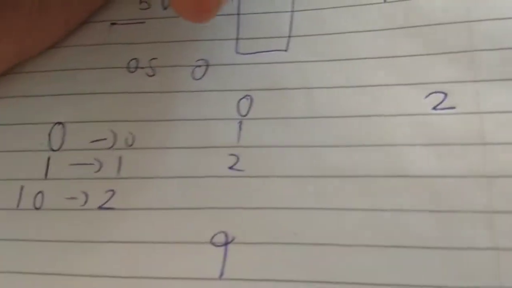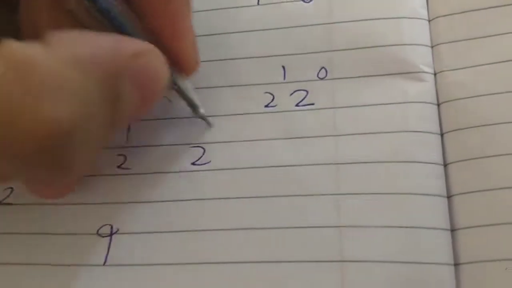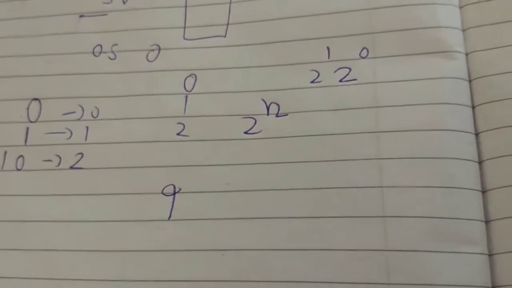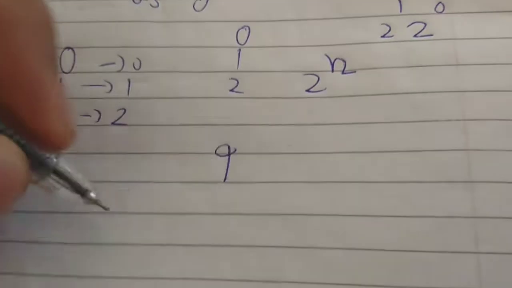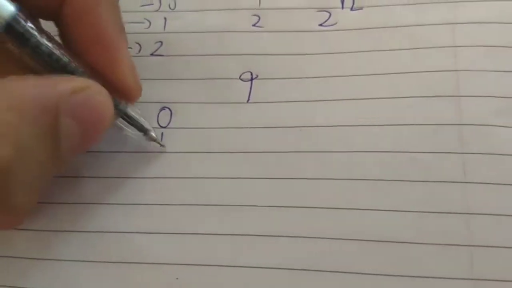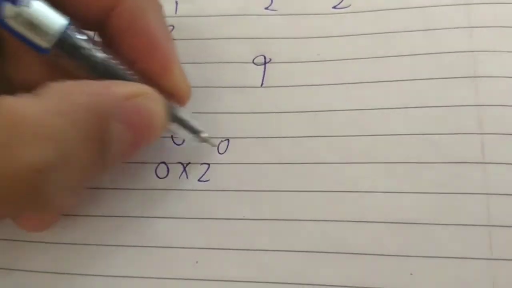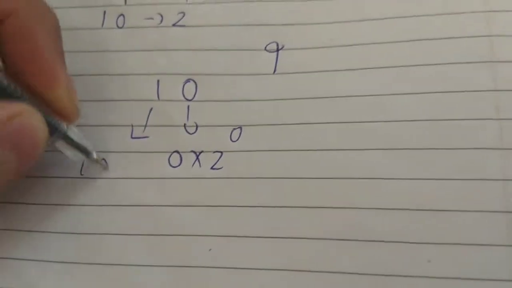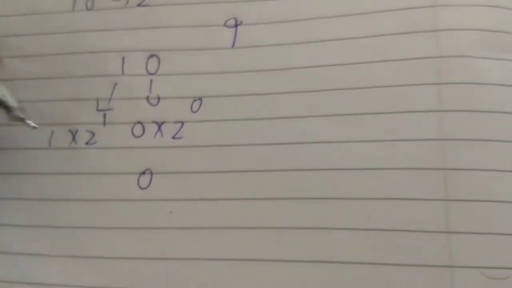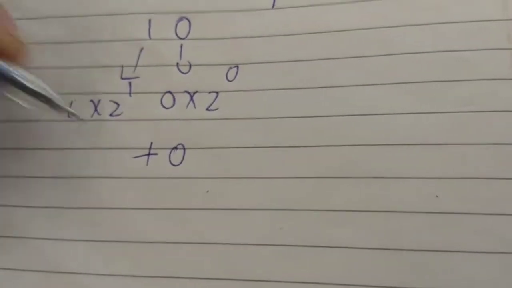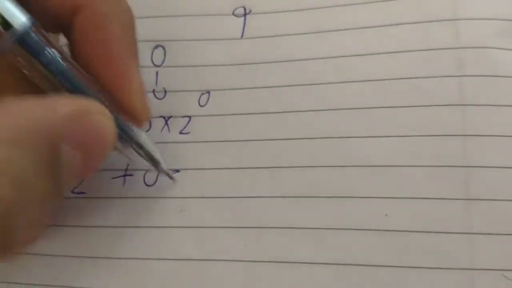How does it all work? It works on powers of 2, in the form of 2 raised to the power n. Let's see, 1 and 0. So we can say 0 into 2 raised to 0, and 1 into 2 raised to 1. What will this be? This will be 0 and this will be 2. So 2 plus 0 equals 2.